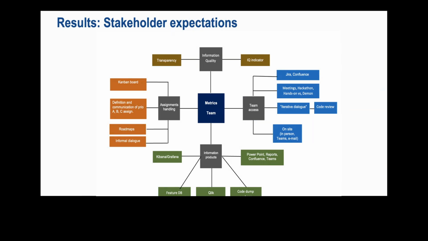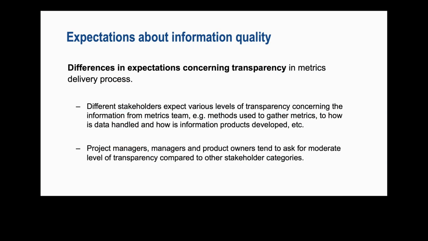And this is the mind map that is one of the results from the workshop, that we created together with the team members, showing, okay, these are the issues in relation to stakeholders' expectations. For example, assignment handling, that we handle using Kanban boards, using informal dialogues, and so on. I'm not going to go into details, but I will mention just a couple of interesting things about each one.